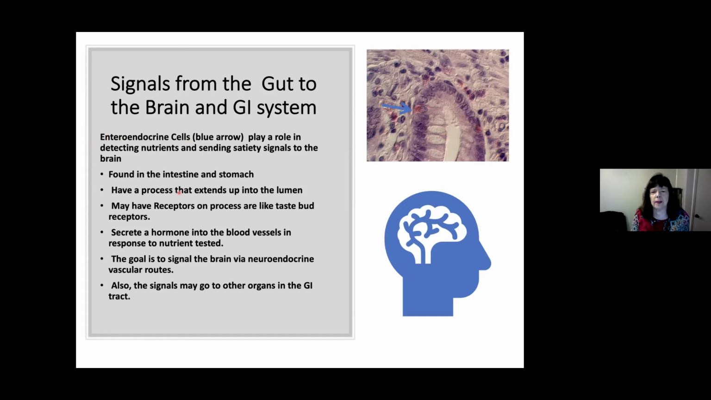And they have a little process that extends up. They're almost like sensory cells, where they sense what is entering the system. It's kind of like, we think about taste bud receptors or something. So they're sensing what you're eating, what's going into the stomach. And they will secrete a specific hormone in response to the nutrient. So it's really kind of cool.